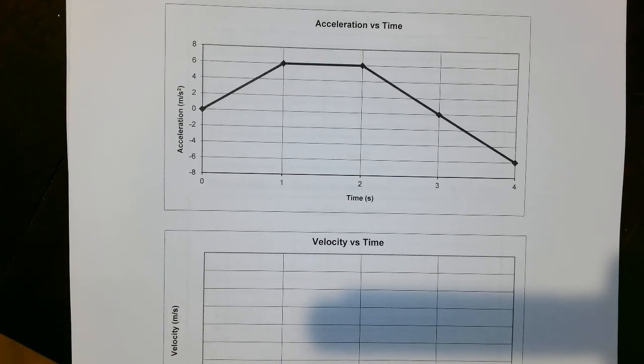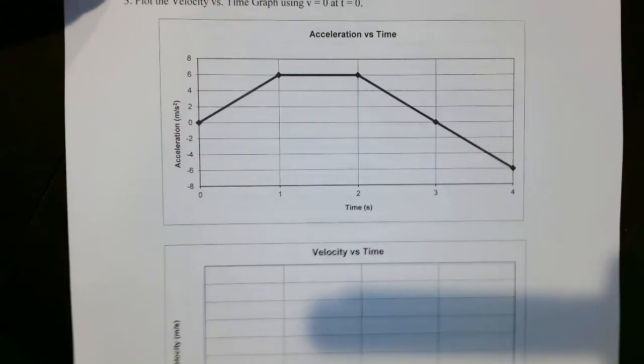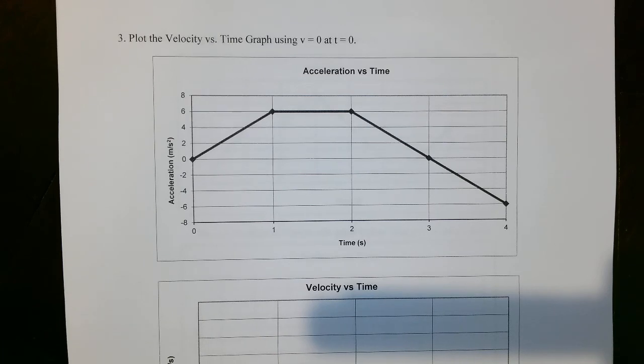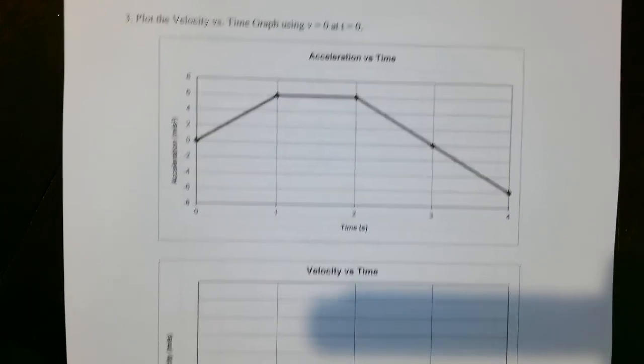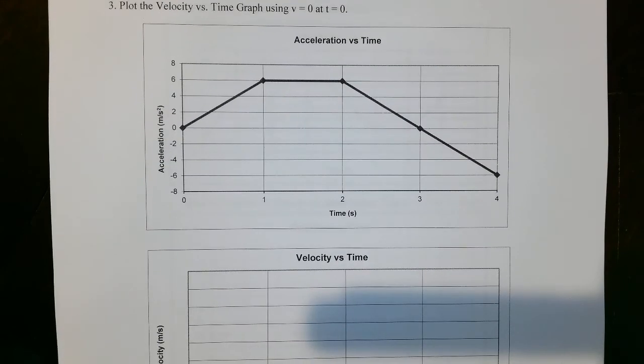So here we have an acceleration versus time graph. Now, in order to find acceleration versus time, we have to understand how much the velocity is changing in a given amount of time, right? So if you look at this acceleration versus time graph, it's telling us how much the velocity is changing in a given time. So to find the velocity from the acceleration, right?